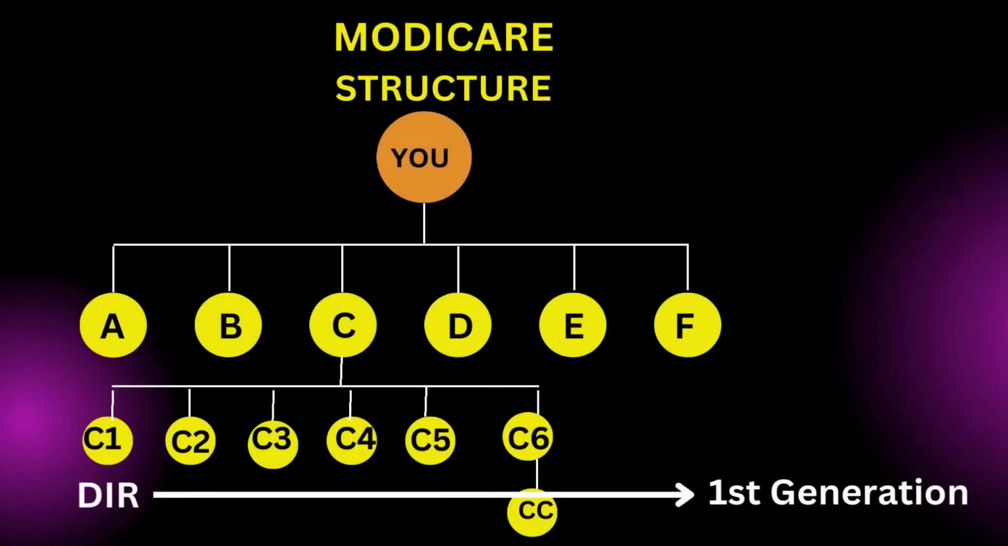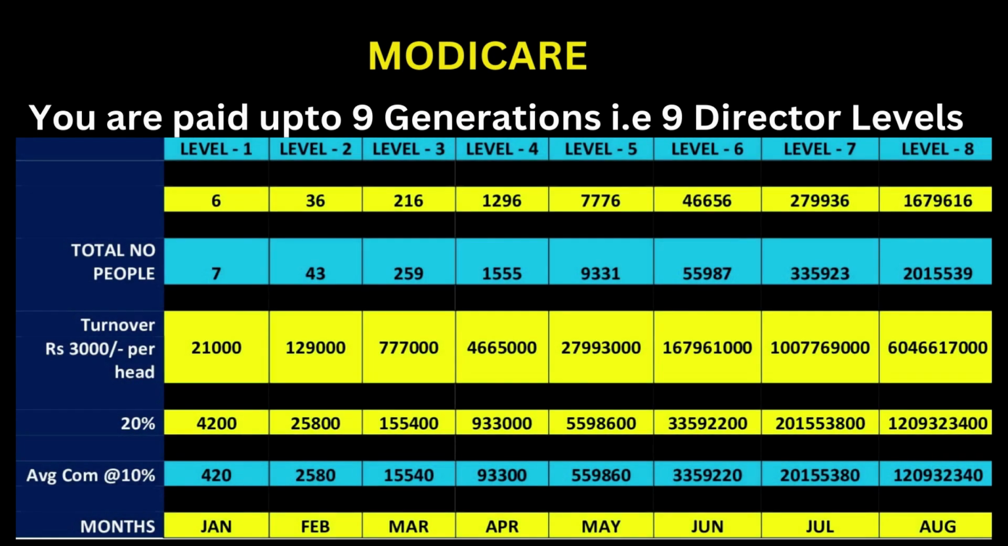Now, what is generation? Any consultant becoming a director and in your downline will be a generation. In this case, let us say you have sponsored 6 people A, B, C, D, E, F, and C also has sponsored 6 people, and C1 has become a director. So C1 will be your first generation, whereas others will be your levels, whereas the first director, it can be in any level, will be called your generation. In Modicare, you are paid up to 9 generations, that is up to 9 director levels.